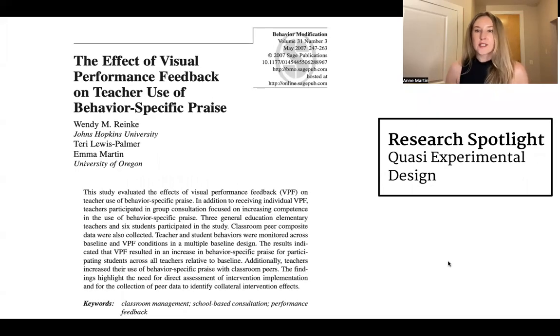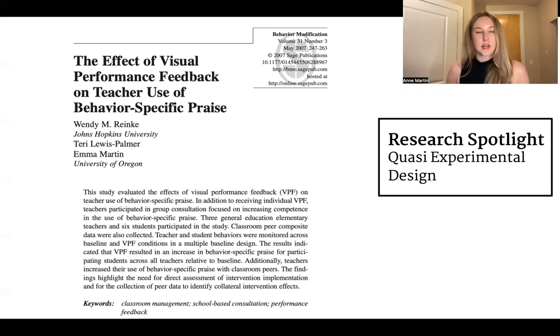Okay, so for quasi-experimental design, this was a study where they were teaching the teachers a strategy called visual performance feedback, where they would use specific praise for students who had exhibited a need for behavior interventions. So this was a quasi-experimental design because the participants were not randomly assigned. And this study had a smaller sample size. There were 3 students and 3 of their teachers that were included in this design.